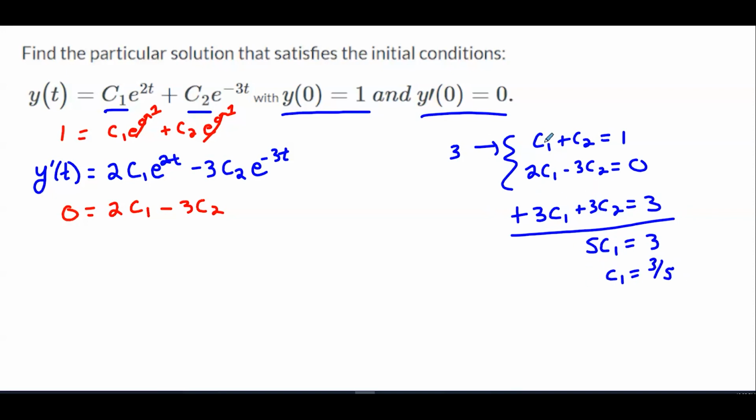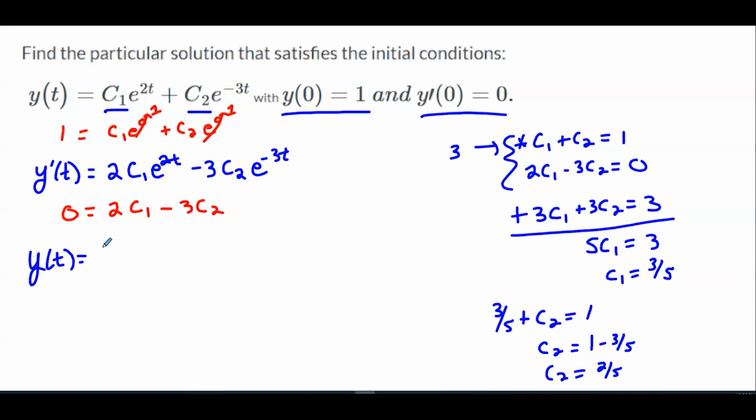And then I need to plug that back in. Let's plug it in here to solve for c2. So 3/5 plus c2 equals 1. So c2 is 1 minus 3/5. So that's got to be 2/5. That's c2. So we would say our particular solution would be 3/5 e to the 2t plus 2/5 e to the negative 3t. So that's our particular solution.